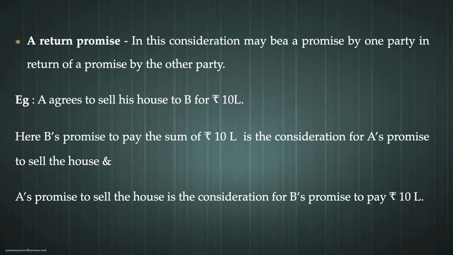A is ready to sell his house in case there is a return for him in terms of money, rupees 10 lakh. B is ready to spend 10 lakh in case he gets the house of Mr. A in return for his rupees 10 lakh. Hope you have understood a return promise.